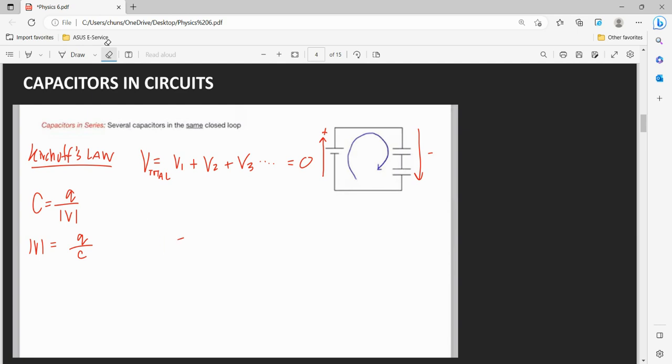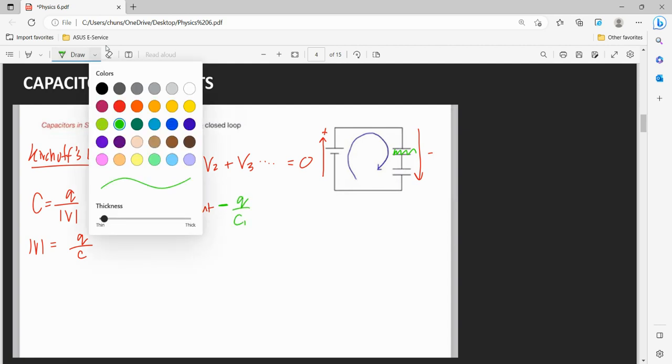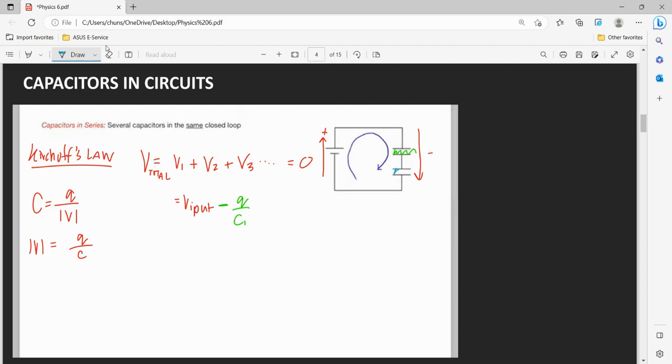So if we were to write this out, let me write this so it's a little clearer. This is equal to our V input, the first one. Then plus this one, in our downwards direction. So we're going downhill now, so that's minus Q over C1. And we're still going downhill on this side in our loop that we drew, and this is minus Q over C2 equals 0.